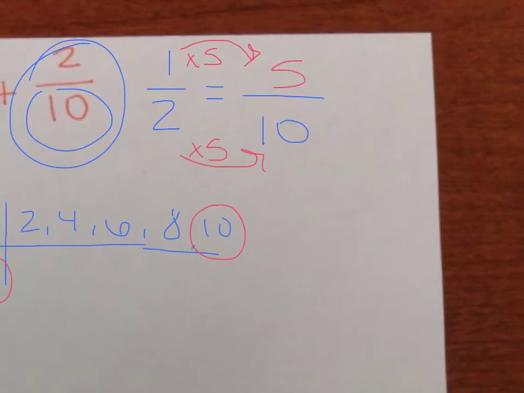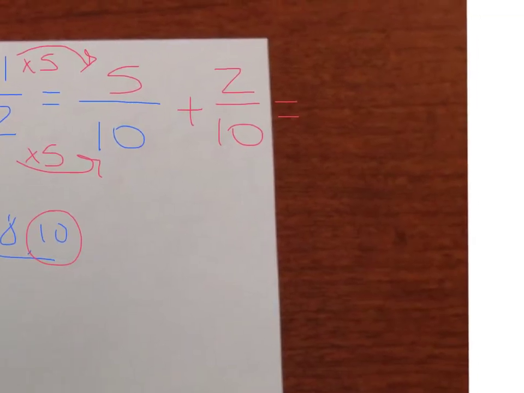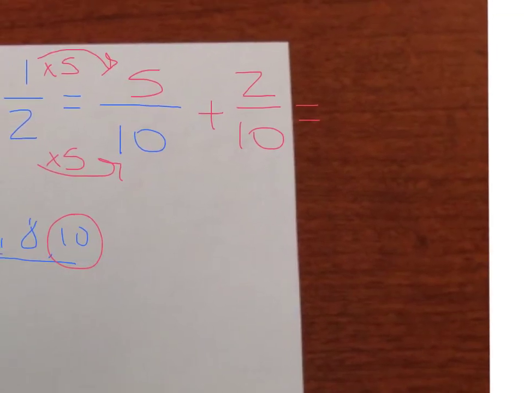Okay, and then we're going to keep our other number the same. So we have 5/10 plus 2/10, which equals 7/10. Okay, this one is already in simplest form because 7 is a prime number. So this is the correct answer.